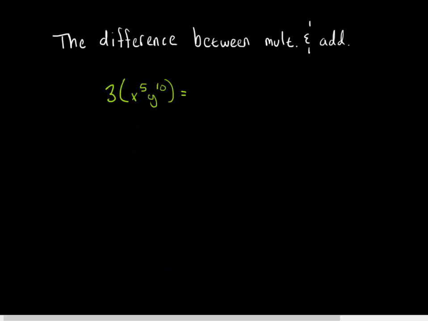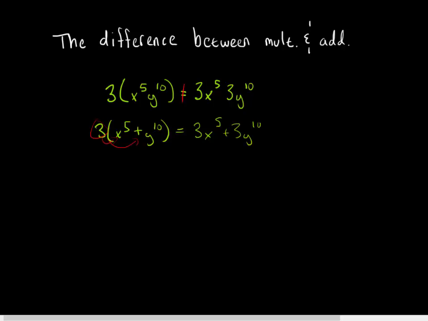Finally, I know many of you are asking why this statement is not correct. Aren't you supposed to distribute the 3? The answer is no, because these numbers, 3, x to the 5th, and y to the 10th, are all being multiplied together. If x to the 5th and y to the 10th were being added, we would use the rules of distribution for addition to get 3x to the 5th plus 3y to the 10th. But when we multiply, everything is already multiplied by everything else.